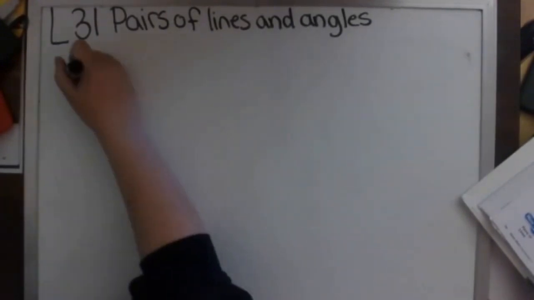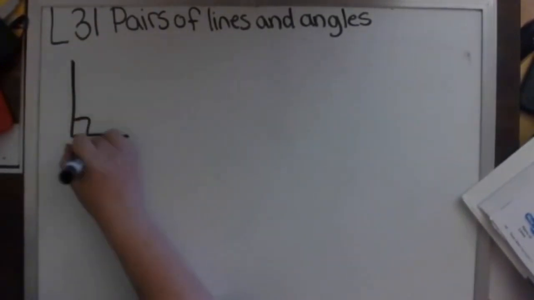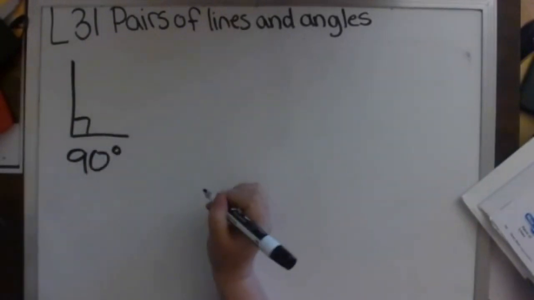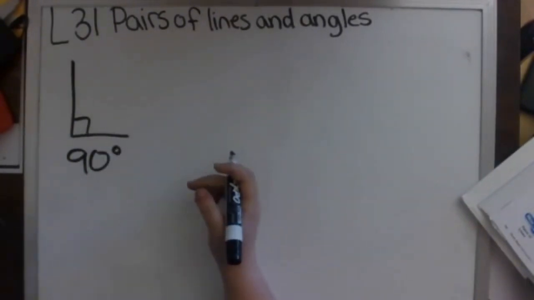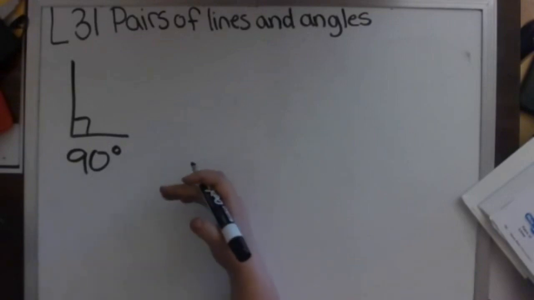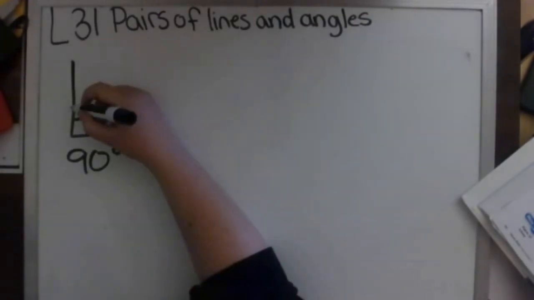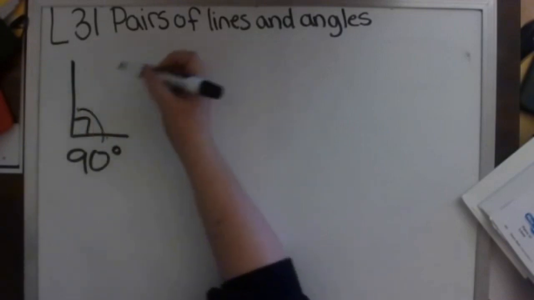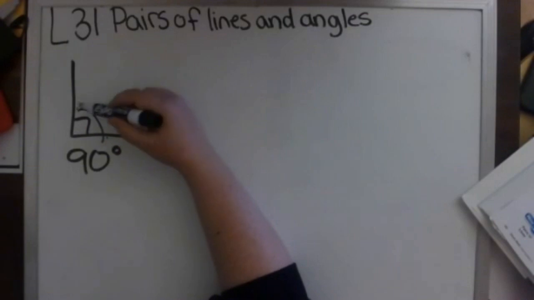So let's start off with the right angle. We already know, this is a right angle. It is 90 degrees. If you look at a piece of paper or a book, those edges are right angles. They are 90 degrees. And 90 degrees, by the way, measures the distance from one line to the other line. So this area here is 90 degrees.